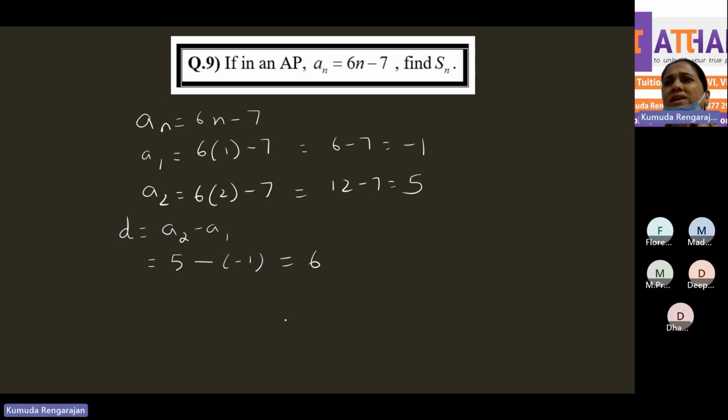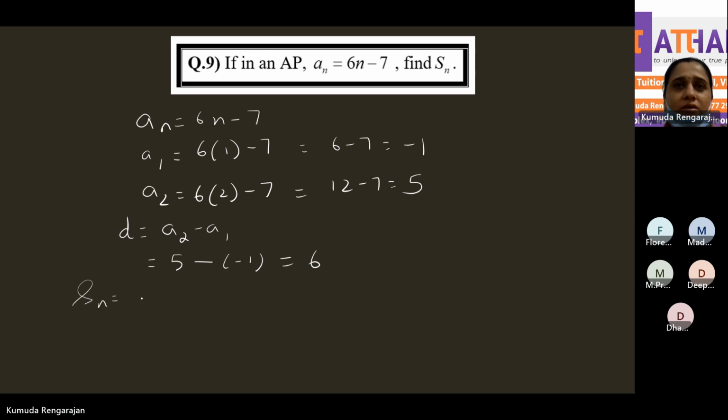Now we have to find S_n. In the S_n formula, we have only three unknowns: a, n, and d. In S_n, n cannot be replaced with anything because n is n. So substitute for a and d.